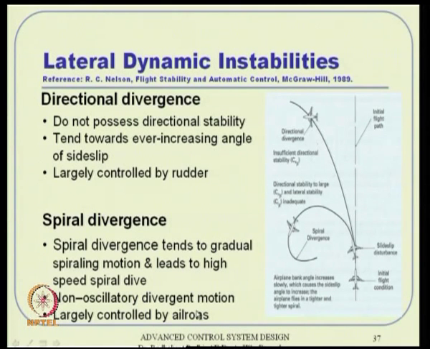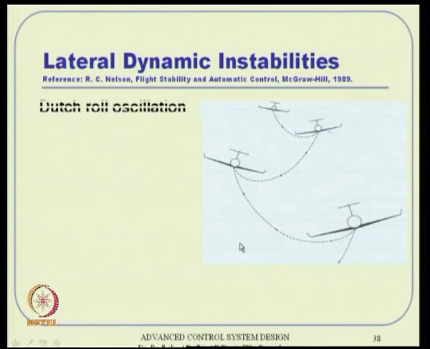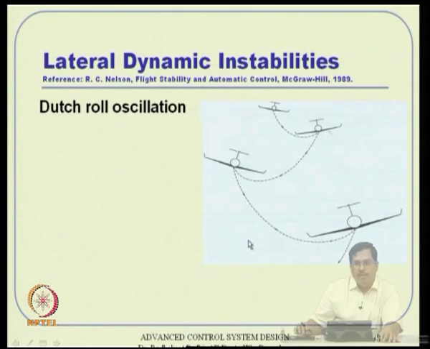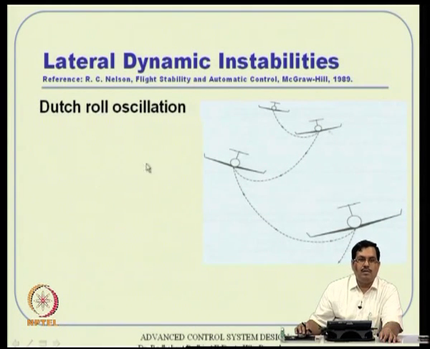Remember, one is a motion due to phi, the roll angle. This other is a motion due to beta, the side slip angle. So beta is controlled largely through the rudder, and roll is largely controlled through the ailerons. Then there is a nice coupling of the two. This is what is called Dutch roll oscillation.